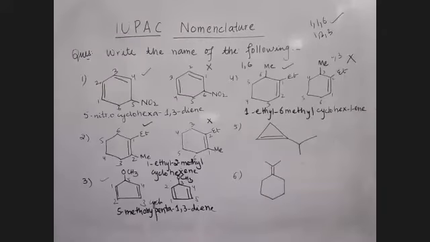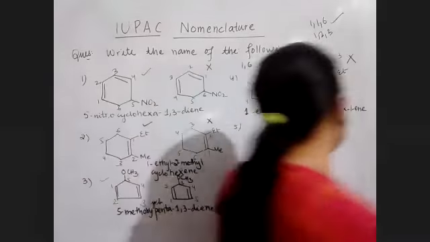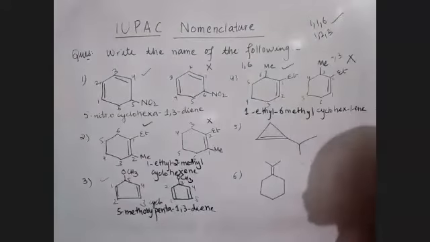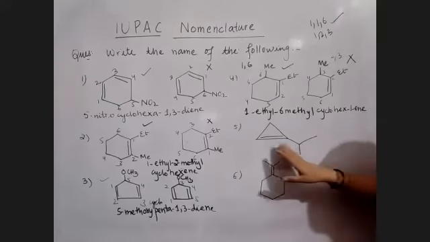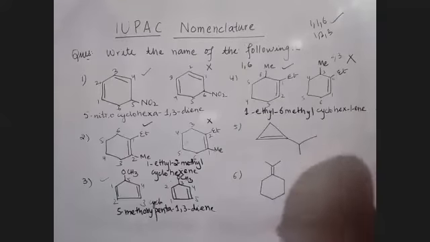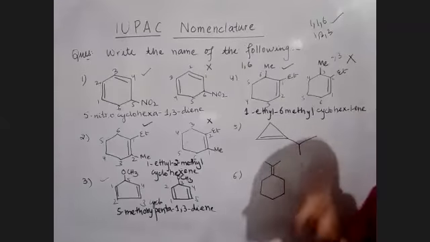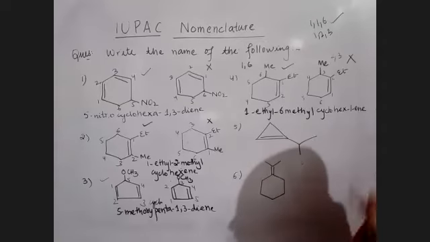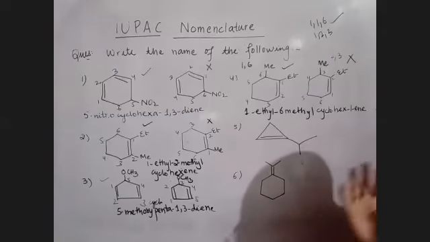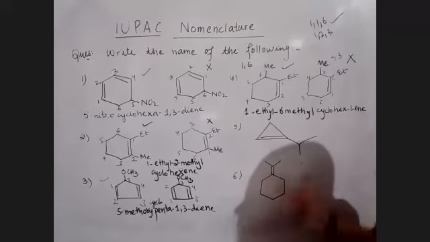Okay, now the fifth structure. In the fifth structure, tell me, priority will be given to which? This 3 carbon atom or this 3 carbon atom? And why? Ring. Correct. Tell me the reason why the ring will get the priority. Good Rishikesh, good Shobhit, good Niharika. Correct, because the double bond is present.